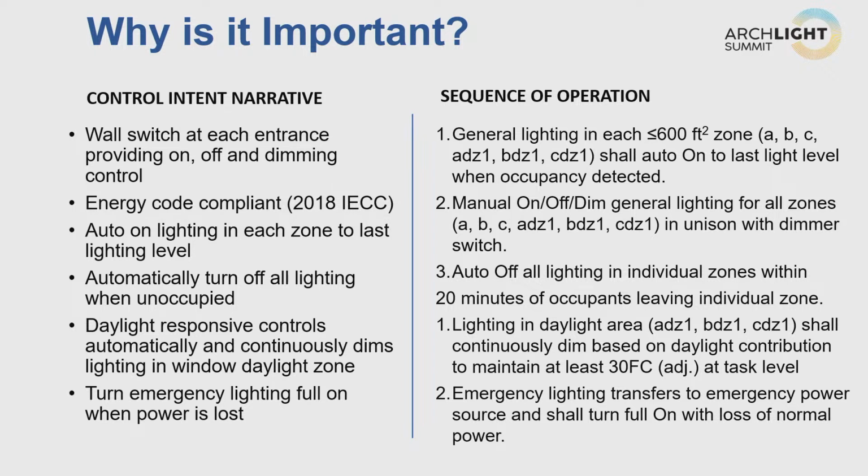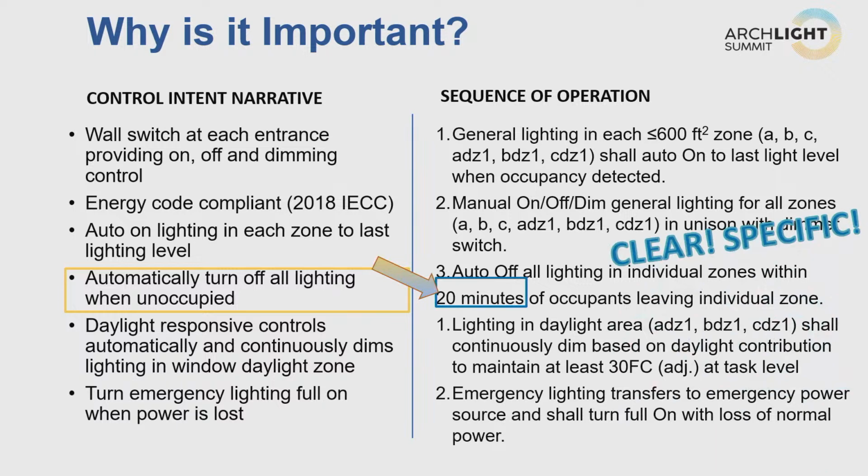The general lighting. This is our daylight stuff right here, 600-foot zone. Here we've even called out what the zones are, the last light level, manual on, right? Okay. And here, automatically, so we're going to look at just this statement. Everybody see where we're going with all this?